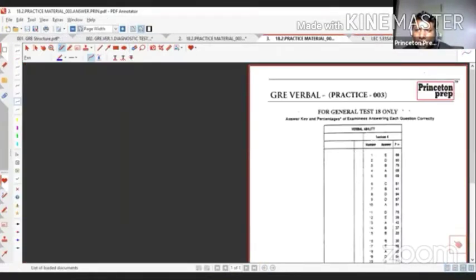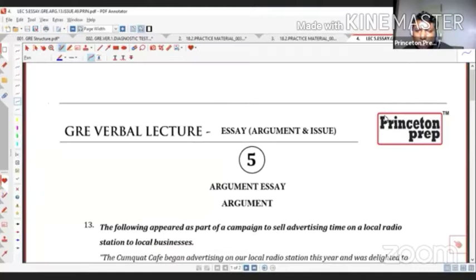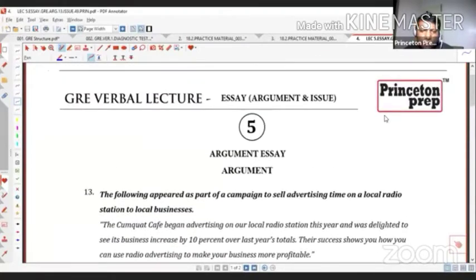Now we'll look at the essay. You'll have to write an essay. Is there any exemption from writing an essay? Okay, how do you start? What starts the exam, Jerry? You'll have to start with writing 2 essays. One is argument essay and one is issue. And then you start the exam.